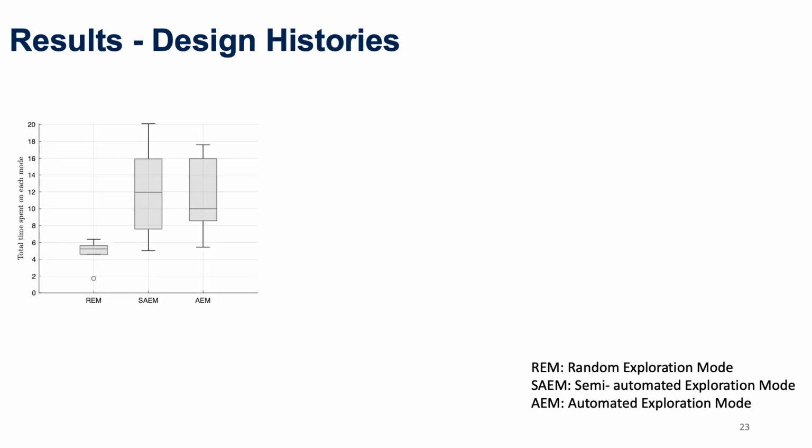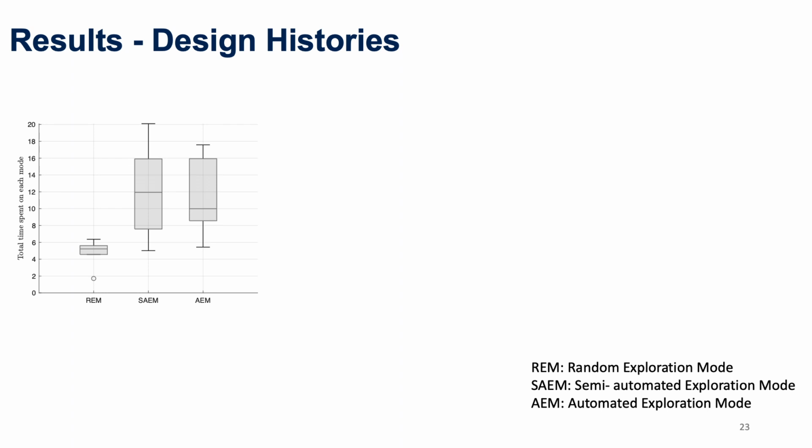This figure displays how much time participants took in each exploration mode. Notably, among the three exploration modes, the participants took the shortest time in the random exploration mode. The time difference between the semi-automated and the fully automated exploration mode was minor. On average, participants finished the random exploration mode in 5 minutes, semi-automated exploration mode in 11 minutes, and fully automated exploration mode in 10 minutes.